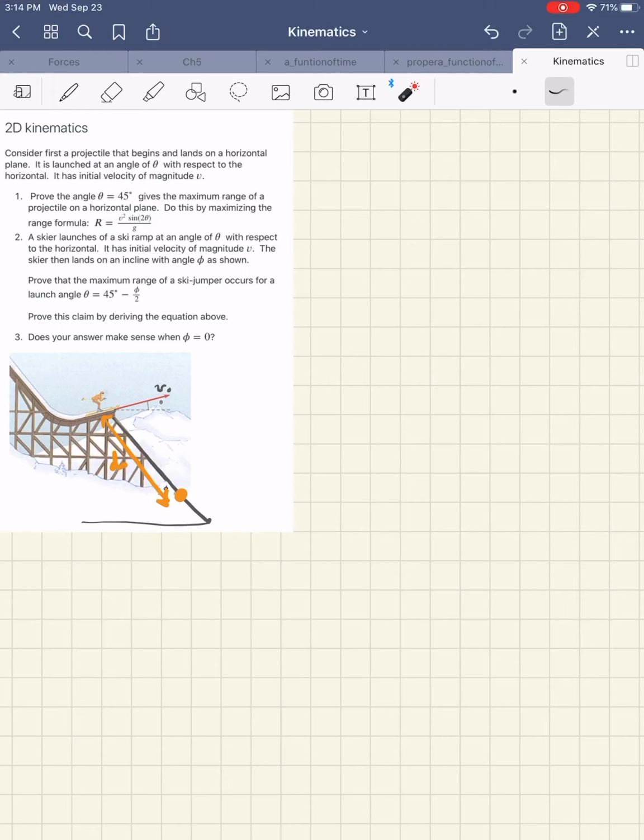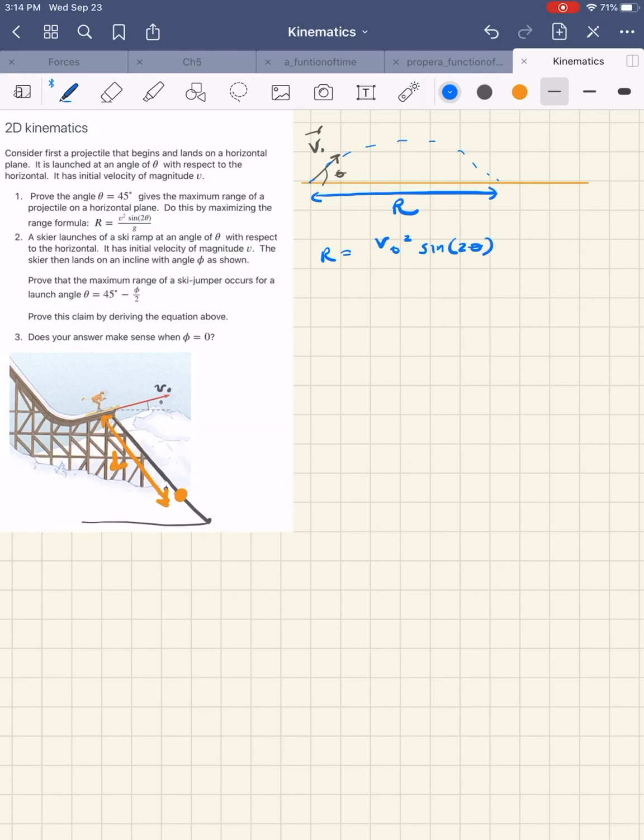So consider first a projectile that begins and lands on a horizontal plane. So here's my horizontal plane. And the idea is I have a projectile, V naught, angle theta, and it goes up and it comes down and it lands on the plane. And this distance of r that you can find is well known as V naught squared sine of 2 theta divided by g. Now this is something that we've found together before when we worked the projectile motion problem.